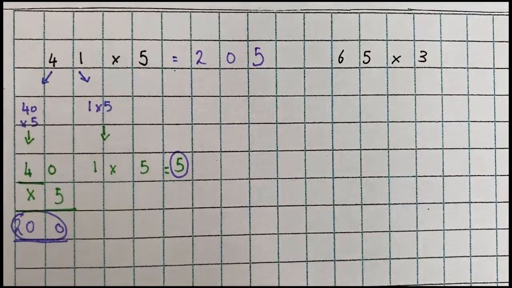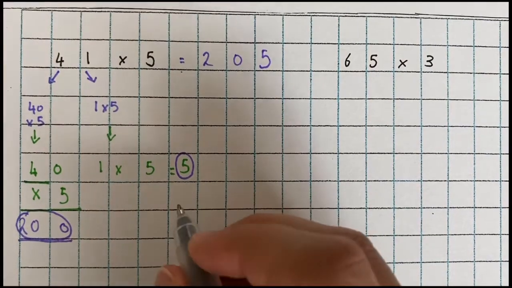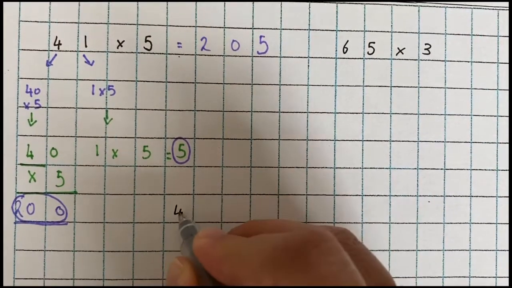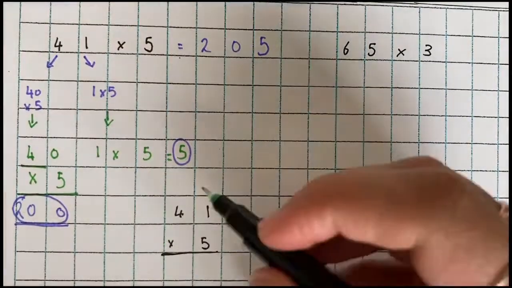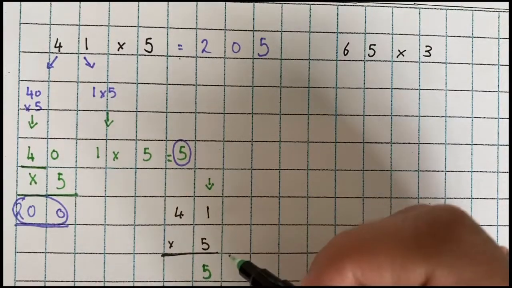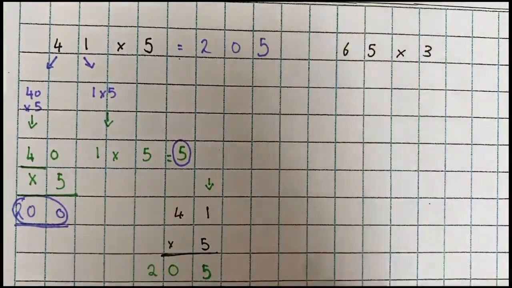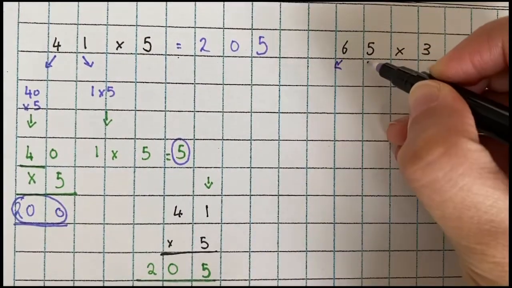Now, if you wanted to use the written method from the beginning, you can. So we have 41 times 5. So 1 times 5, we're going to start with the 1's digit from the 41, is 5. And then the 10's digit, so 4 times 5 is 20. And it gives me the same answer of 205.